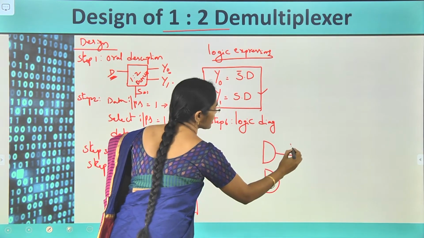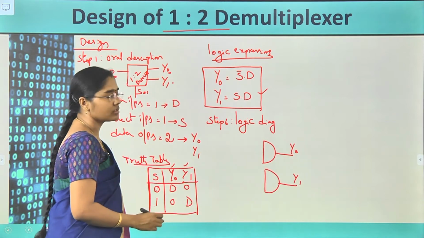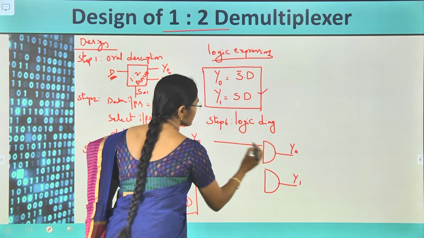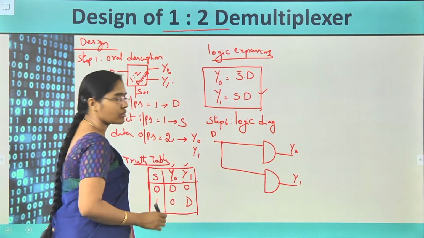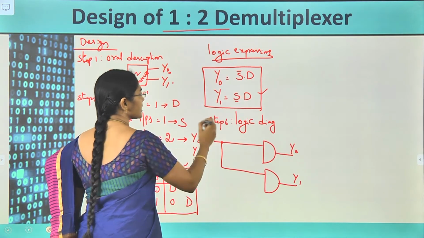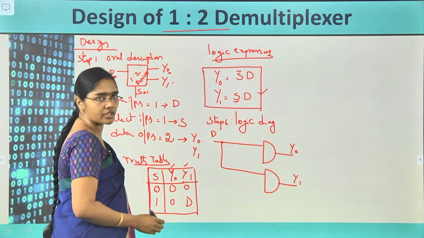One AND gate output is y0 and the second AND gate output is y1. For y0, what are we connecting? The input line is D. The same D is connecting to both y0 and y1. And the selection signal is connecting as S to y1, S bar to y0.